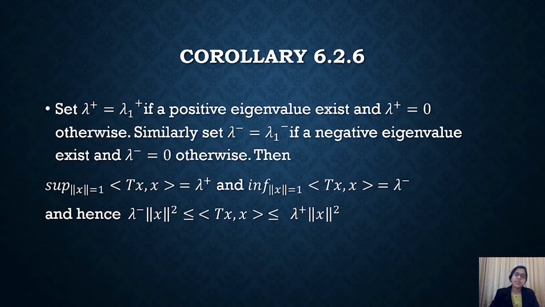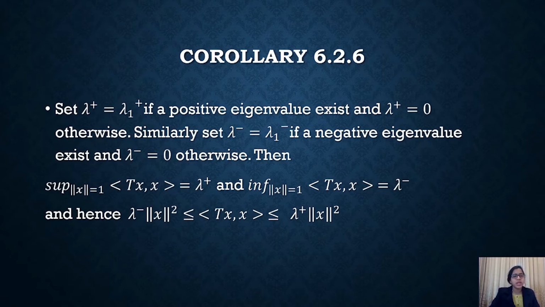Similarly, in the case of lambda minus, the same thing happens, except that instead of maximum, here we have supremum and infimum. The supremum over norm x equal to 1 of the inner product T x, x will be equal to lambda plus, and the infimum will be equal to lambda minus. With the help of this we'll get lambda minus times norm x square is less than or equal to the inner product T x, x is less than or equal to lambda plus times norm x square.